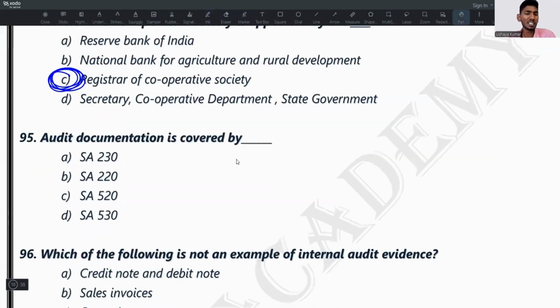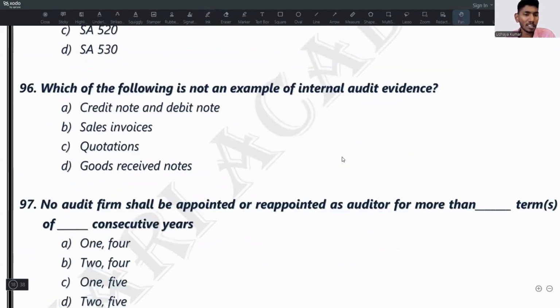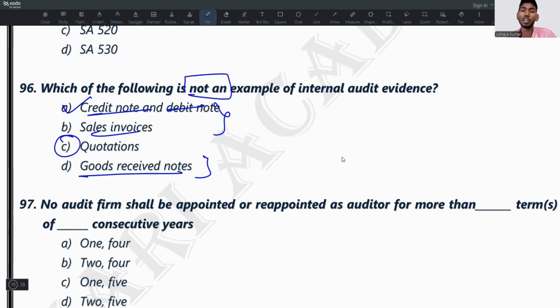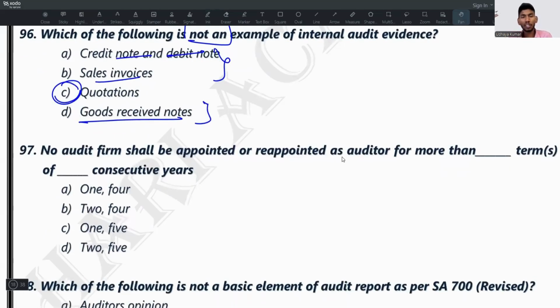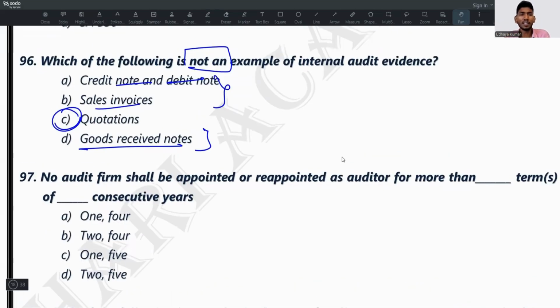Okay, audit documentation is covered by SA 230. Which of the following is not an example of internal audit evidence? He is asking about internal audit evidence. Credit notes and debit notes are within the organization, sales invoices are within the organization, and the GRN is also within the organization. So these three are said to be internal audit evidence. But he is asking for the one that is not an example, then quotations. Quotations are provided by whom? By the seller, right? They will be issuing the quotations. So the right answer is quotations.